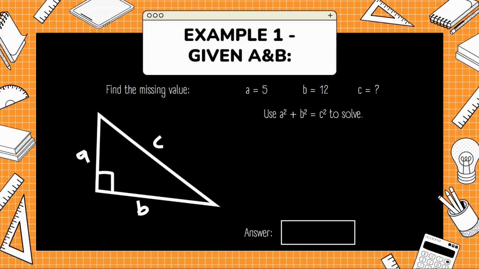So, example 1, given a and b, find the missing value. Basically, over here, this is like a question, and it's asking you to find the missing value, which is c. C in this case is missing. You have a is 5, b is 12, c is question mark. Use a squared plus b squared equals c squared to solve. So if you use a squared plus b squared equals c squared, you'll get this answer.